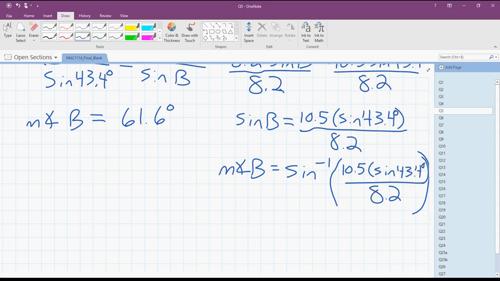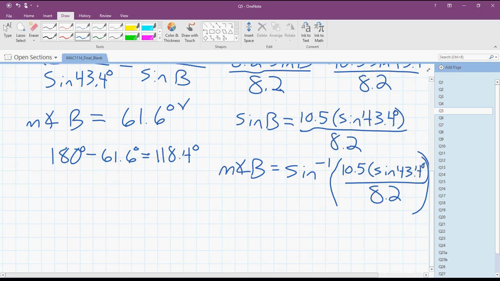So, because of a check that we're going to do right now, we need to check 180 degrees minus 61.6 degrees. We're going to check this. So how much do you get? 118.4 degrees. So, we for sure have one triangle. Okay? We for sure have one triangle. We know it is 61.6 degrees. Okay? Because if this didn't work out, then we wouldn't have any triangle. Okay? So we for sure have one.